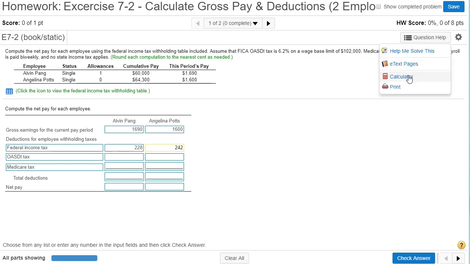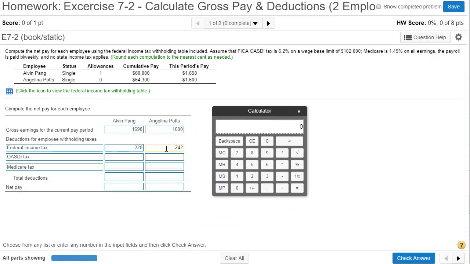Now we need our calculator, and we're going to do OASDI tax. The first thing we have to do is make sure that the person's cumulative pay, which we also call year-to-date pay prior to this paycheck, is under the limit. Alvin has made $60,000. We take $60,000 and add this period's pay, so $61,690, and we're way below the wage base limit of $102,000. So all of Alvin's gross pay is taxable for OASDI, because OASDI has a wage base limit of $102,000, which means you can only tax the amount below $102,000 per employee per calendar year.